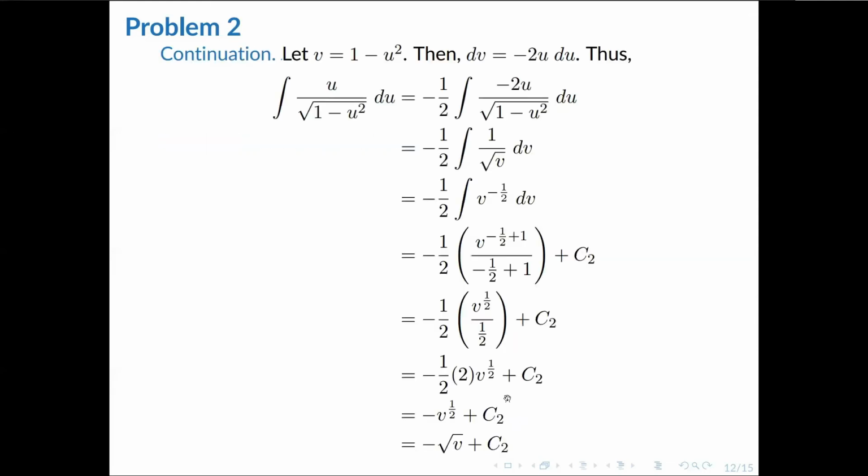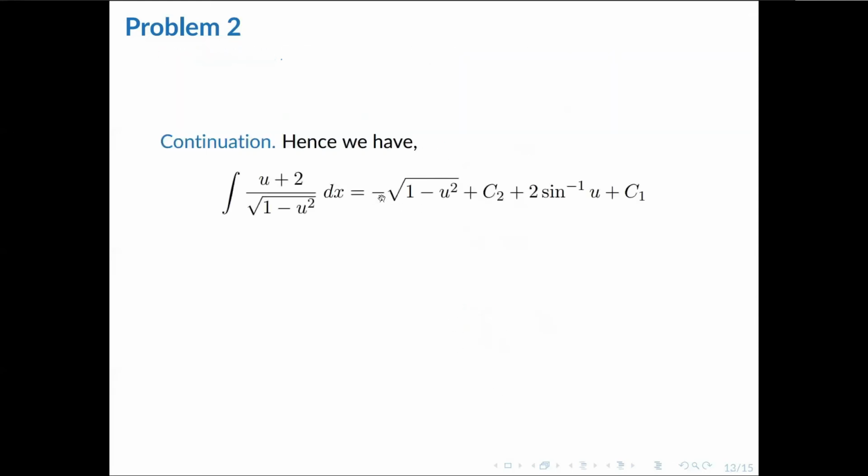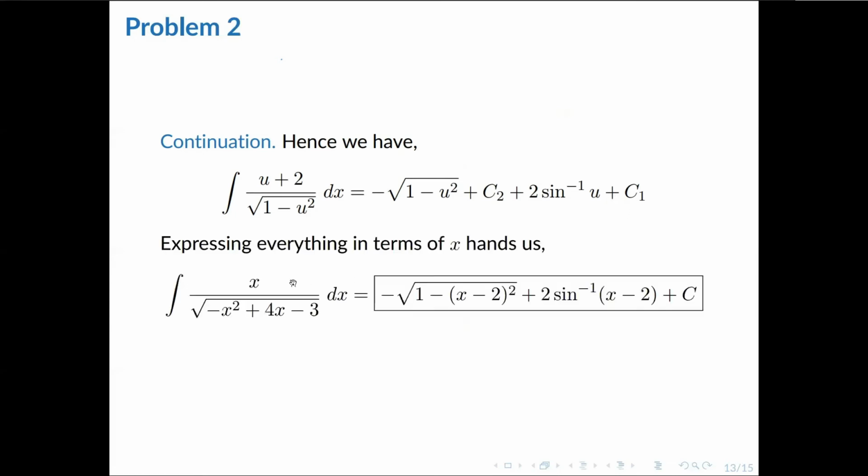Then combining the two integrals, we get negative square root of 1 minus u squared plus c2 plus 2 sine inverse u plus c1. Then expressing everything in terms of x, we now get the final answer to be negative square root of 1 minus quantity x minus 2 squared plus 2 sine inverse quantity x minus 2 plus an arbitrary constant c. Since both c1 and c2 are arbitrary constants, pwede nyo gamitin yung c as the arbitrary constant for the final answer.